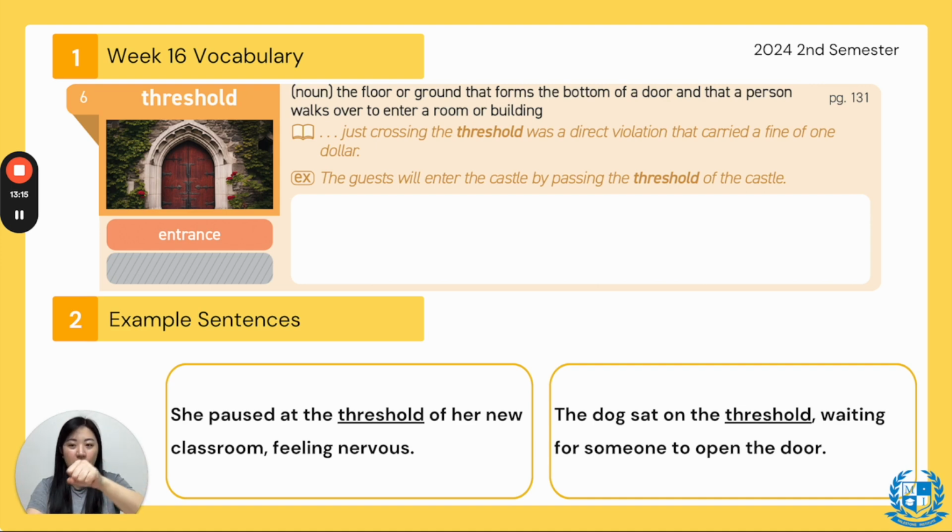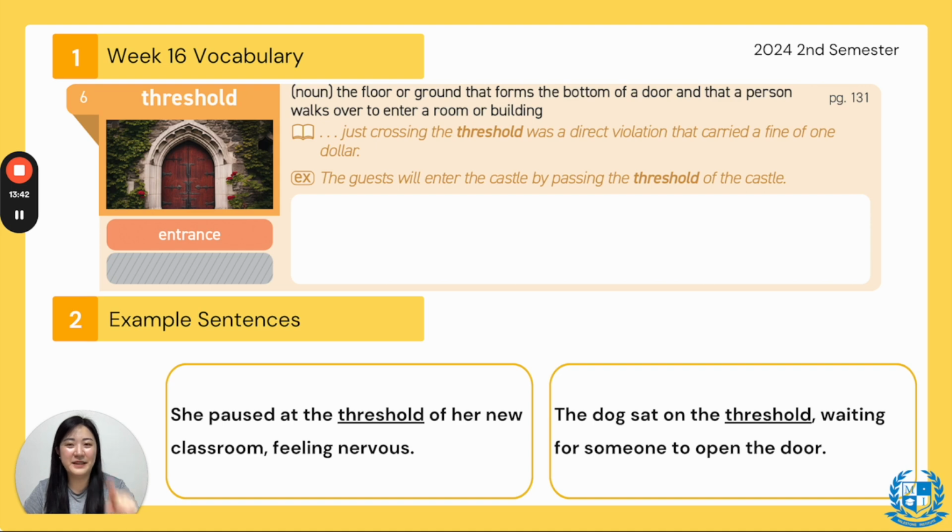So it's like when you open the door and you step over and now you're into the next room, that's your threshold there. In our book it says, just crossing the threshold was a direct violation that carried a fine of $1. So this is when I believe Jessie was trying to go into her brother's room. So usually entering the threshold, entering into his room.